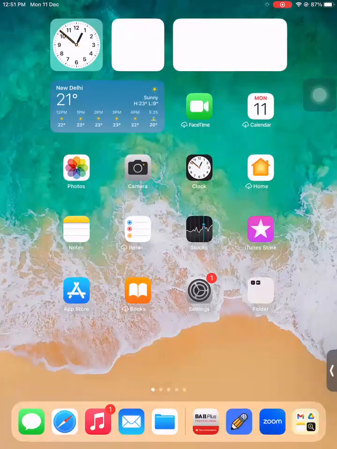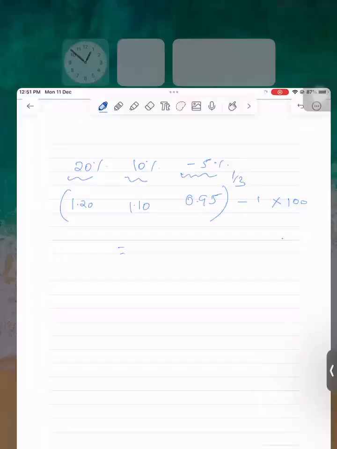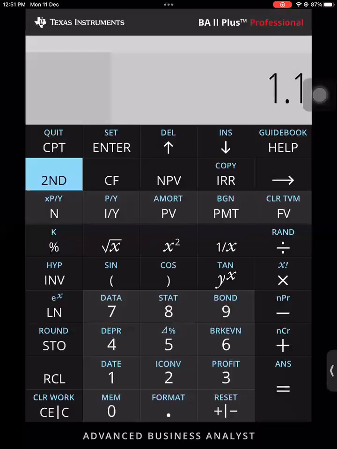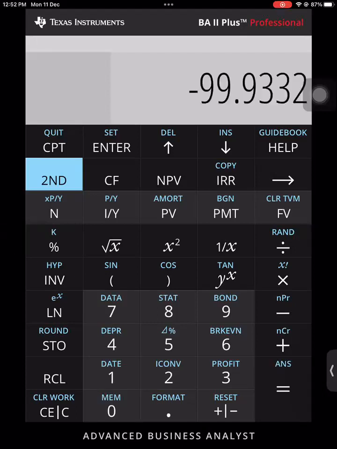Okay, let me solve this. 1.20 into 1.10 into 0.95, raised to 1 by 3. It will be 6.68%. 6.68 will be the answer.